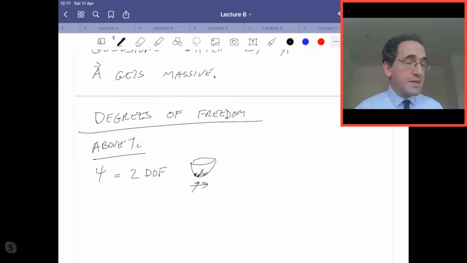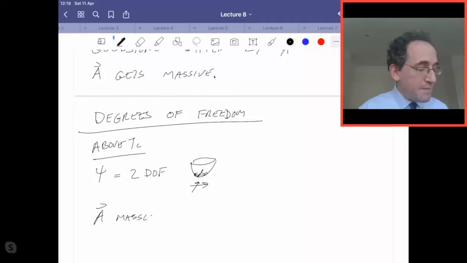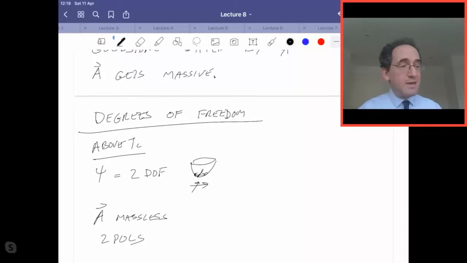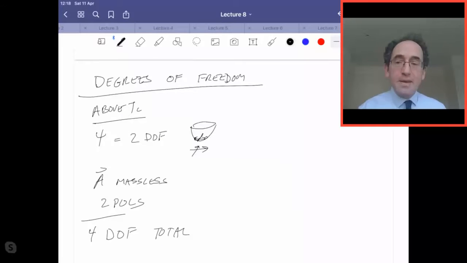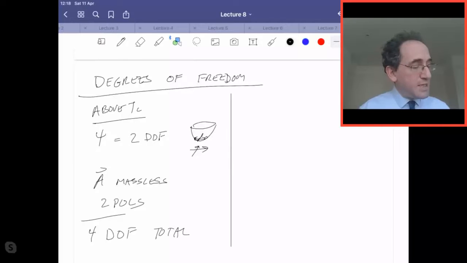There's 2 degrees of freedom in the psi field. You're at the bottom of this parabolic well. The vector potential is massless, and a massless photon has 2 polarizations. The electromagnetic field can oscillate in either direction perpendicular to its vector of propagation. So it's a total of 4 degrees of freedom. Okay. On the other hand, we can look below TC.